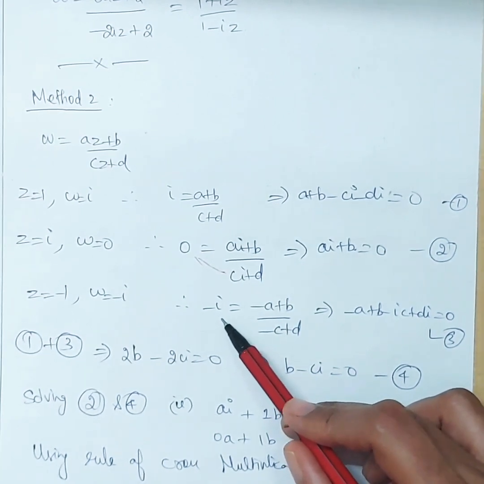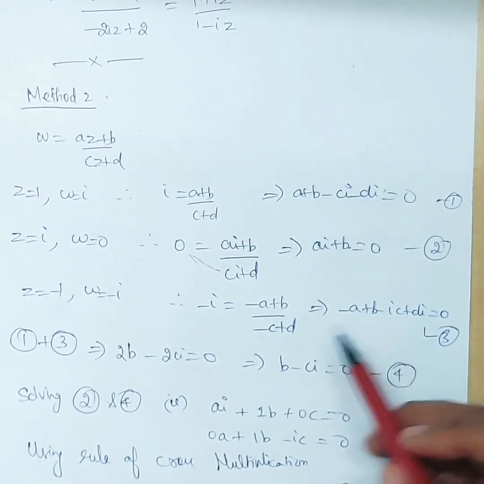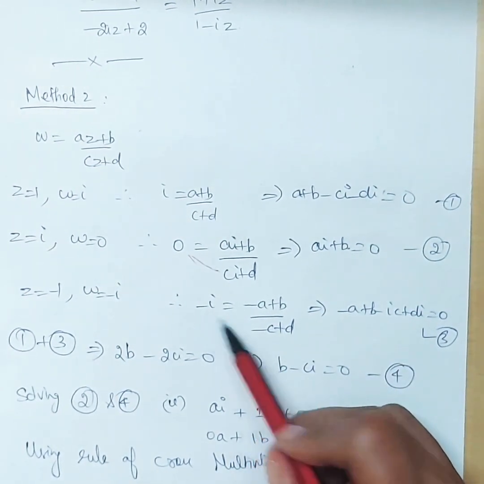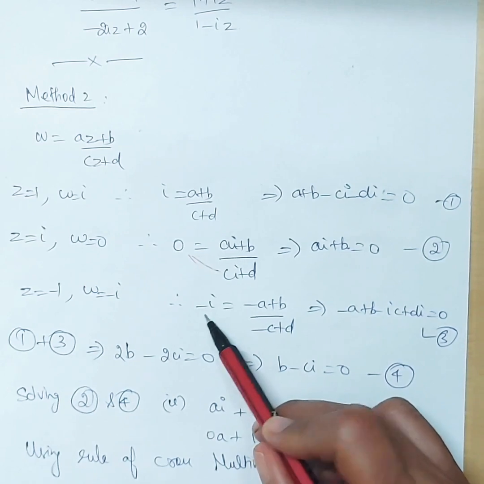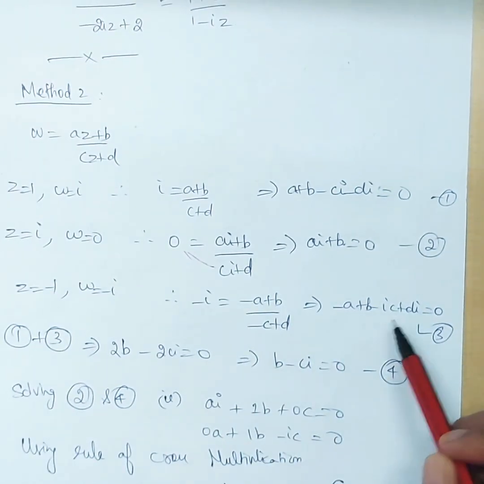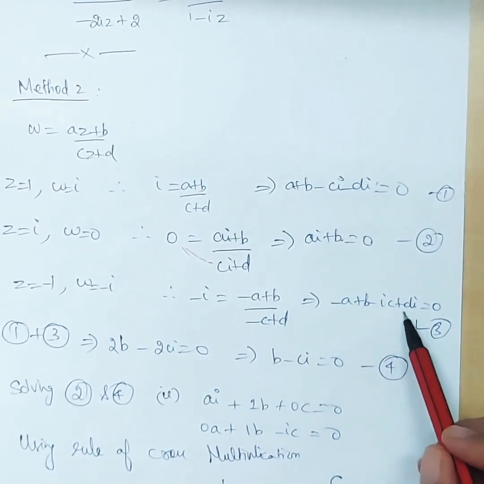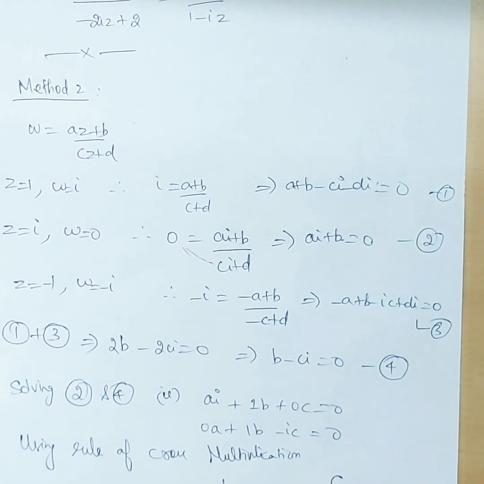Okay, after cross multiplying, you are bringing it to the other side. So minus A plus B, and then here what you will get by multiplying minus C into minus I plus IC. Correct? If you bring it to the other side, minus IC. Then plus D into minus I minus ID. If you multiply and bring it to the other side, it will become plus ID equals 0. So you have got 3 equations, and you have to solve these 3 equations to find A, B, C, D.